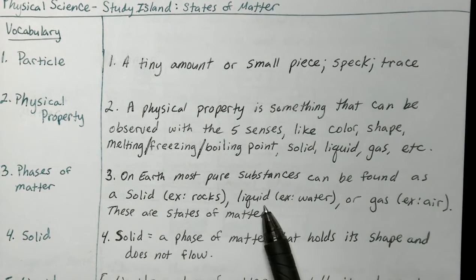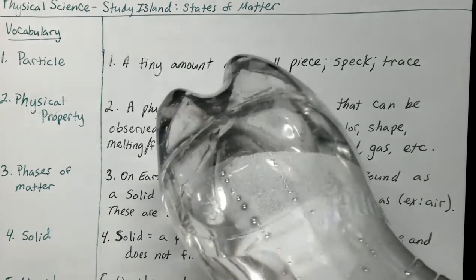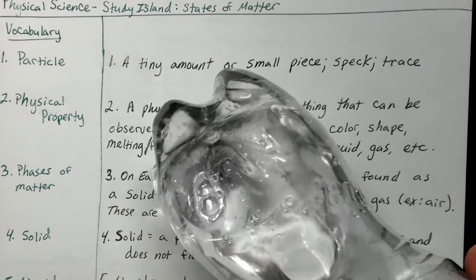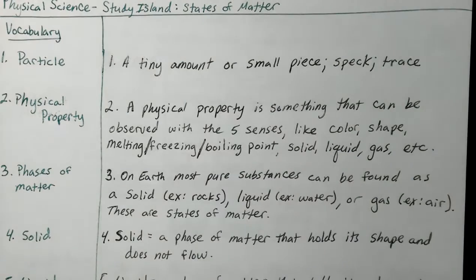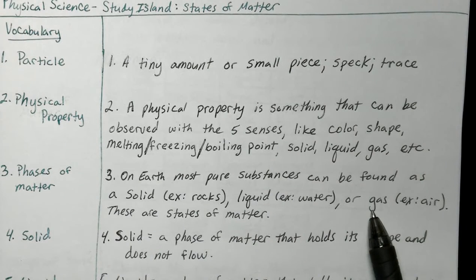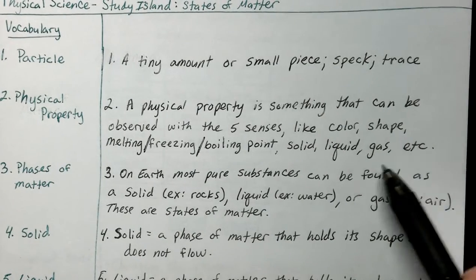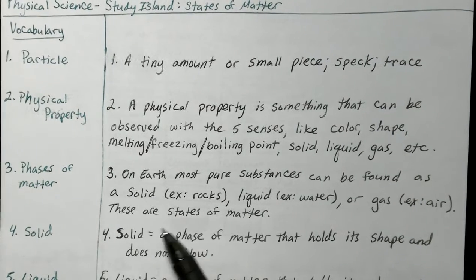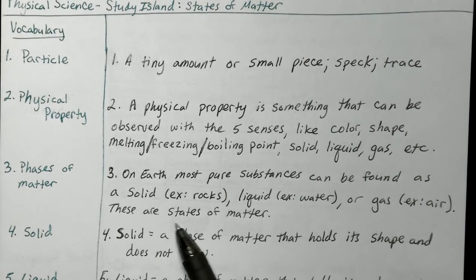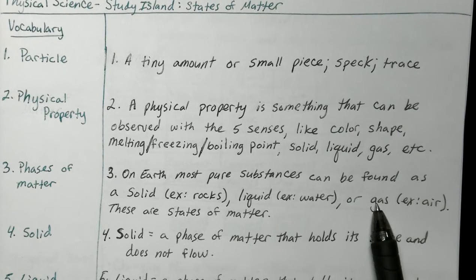Matter can exist as a liquid, such as water. So in this bottle right here, I have water. That is a liquid. Substances can also exist as a gas. That's like the air. So, like, move your hands around, you can feel the air. That is a gas around you. These are the states of matter: solid, liquid, and gas.